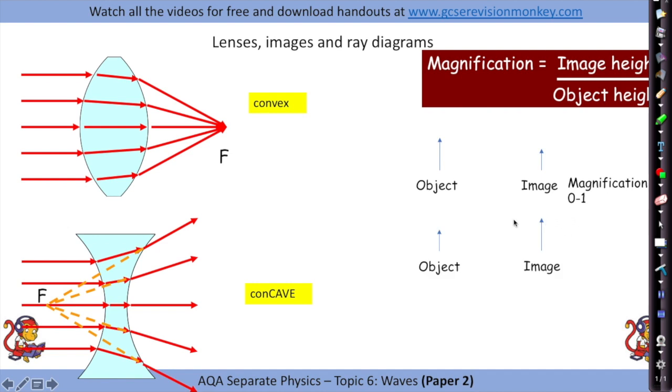If it's the other way around and I'm looking at a tiny microscopic cell with a microscope, and I need to see that image bigger on a screen, then my magnification will be bigger than 1. Because my image will be a bigger number than the object, and a bigger number divided by a smaller number will always give you a number bigger than 1.